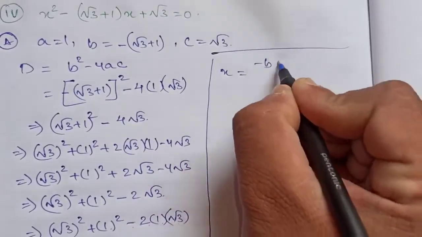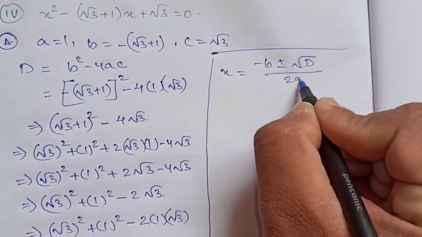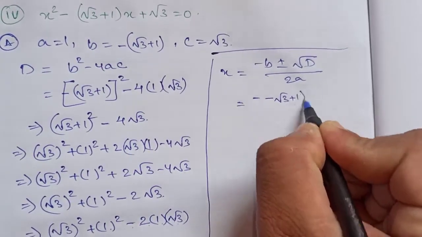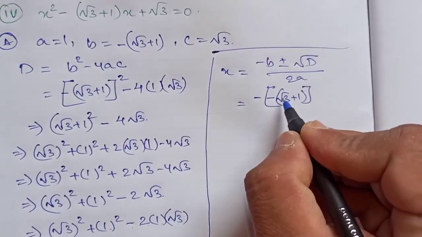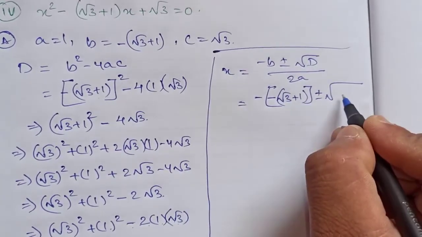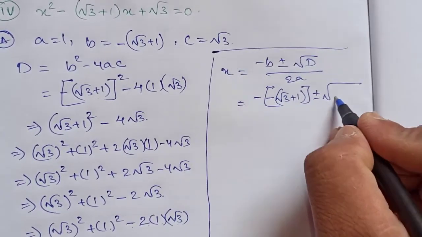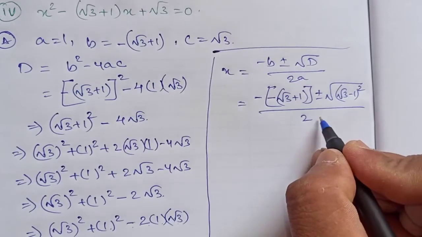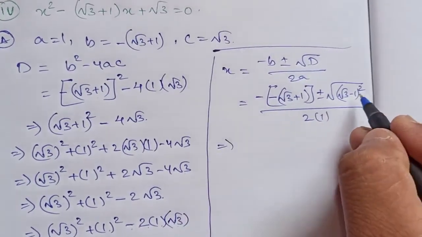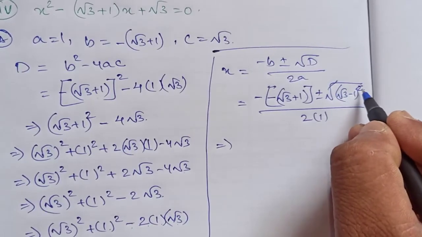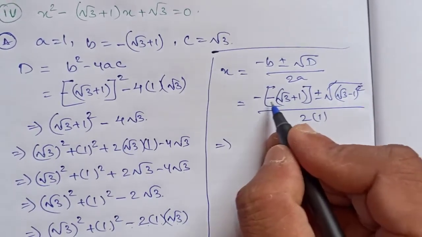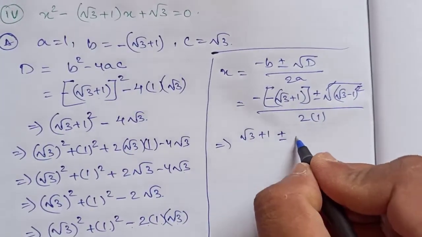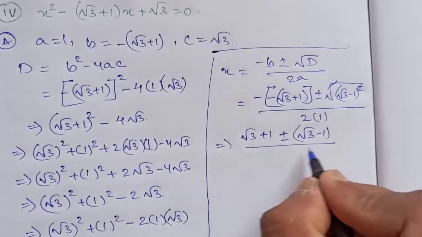So we'll find out the roots then. x equals minus b plus or minus √D by 2a. Minus b is minus, once again minus (√3 + 1), closing the bracket for the minus sign, plus or minus √D. How much did we get for √D? D we got is (√3 − 1)², by 2a. 2a means 2 into 1. Now square and root will be cancelled because both the terms are inside the square. Open the bracket, you will get √3 + 1, minus minus is plus, plus or minus (√3 − 1) by 2 ones are 2.